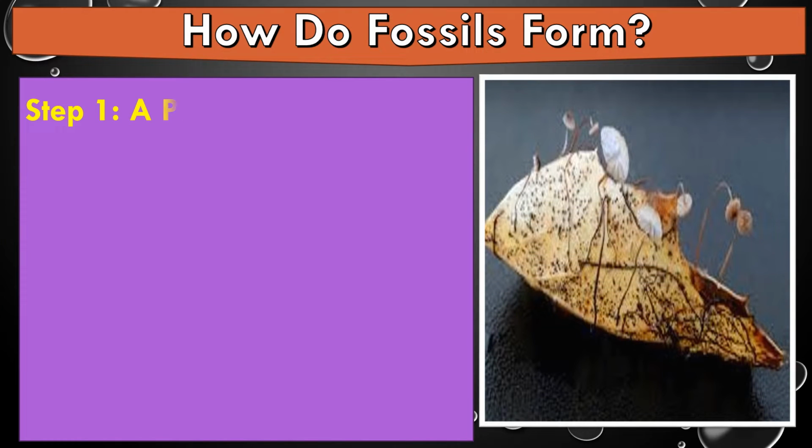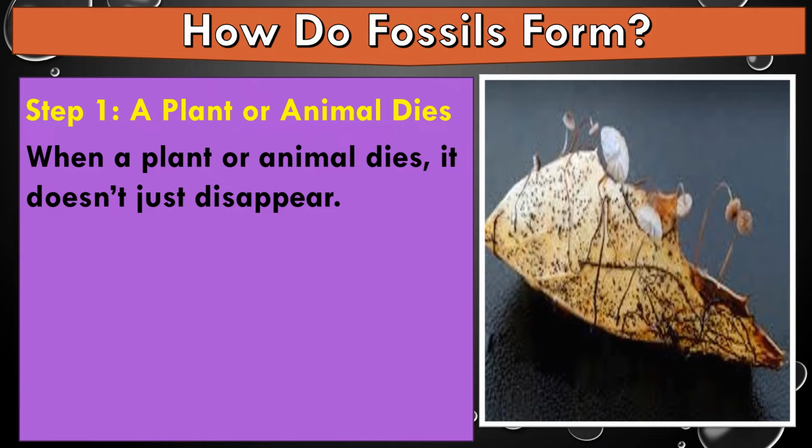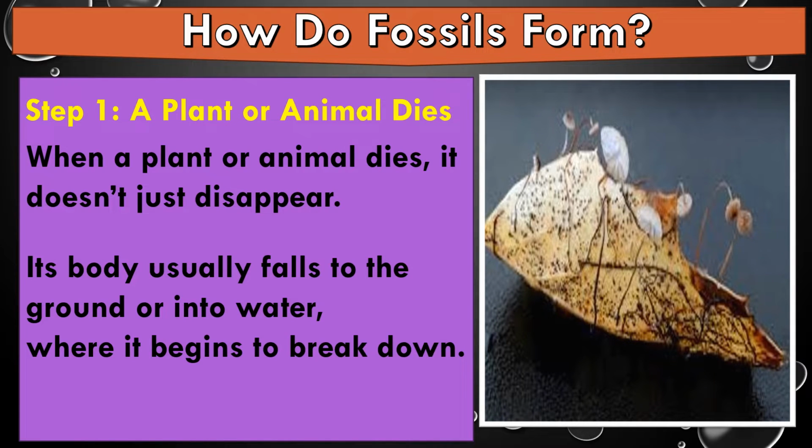Step 1. A plant or animal dies. When a plant or animal dies, it doesn't just disappear. Its body usually falls to the ground or into water, where it begins to break down.